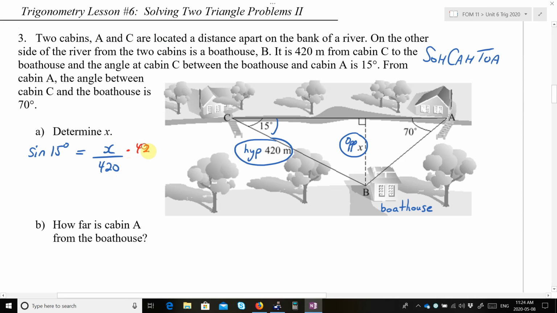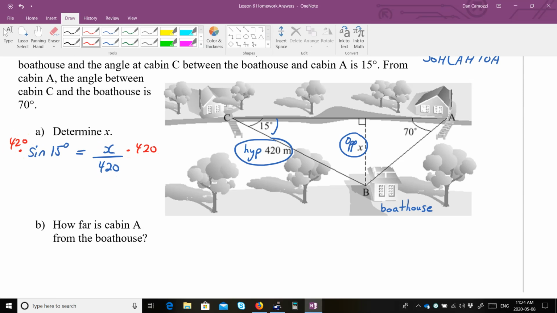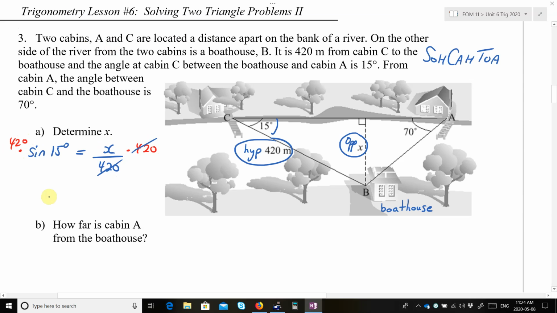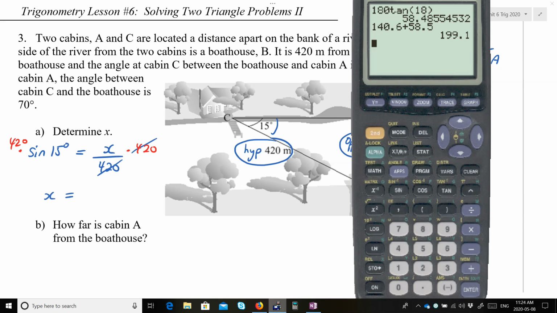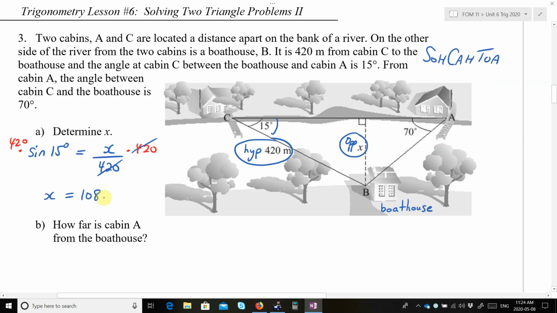And multiply both sides by 420 to get our answer for X. X is equal to 420 times sine 15, which is 108.7. And that is going to be in meters.